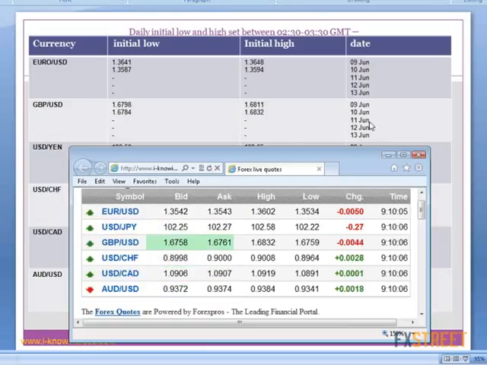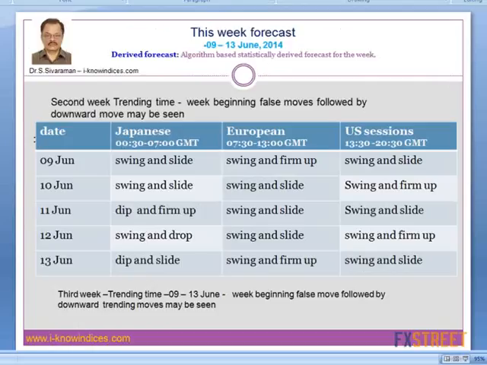Then the third session, tomorrow Japanese session, they will make one quick downward stop and then reverse. So you'll find the dip during the Japanese session. So you may not come across a big firming up move. That is how we fine-tune the forecast.